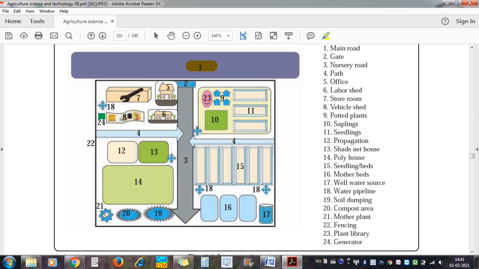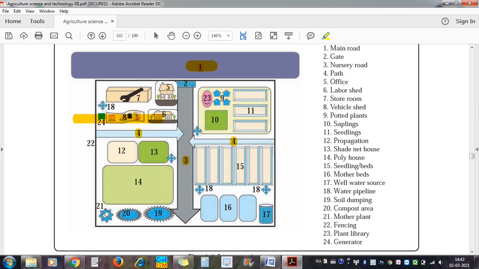So this is the main road, and here it is the gate. Then, the important structures. Here it is the second road, then here it is the nursery road. Have a look, here the nursery road is there. Then these are paths. These are the small roads, you can say approach roads.